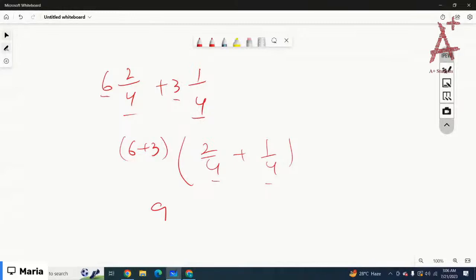Both the fractions have the same denominators. You simply have to add their numerators. So 2 plus 1 is 3. So it is 9 whole 3 over 4. So the correct option is 9 whole 3 over 4.